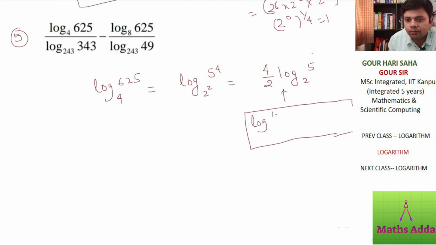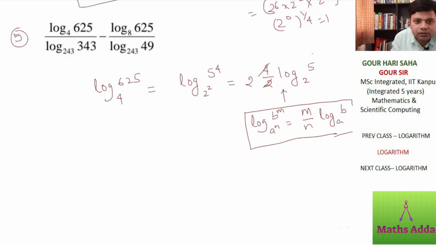Log of b to the power m base a to the power n. Then m by n goes outside. It becomes log of b base a. See that? So if you simplify it further, it becomes 2 here. So this term you got 2 log 5 base 2.